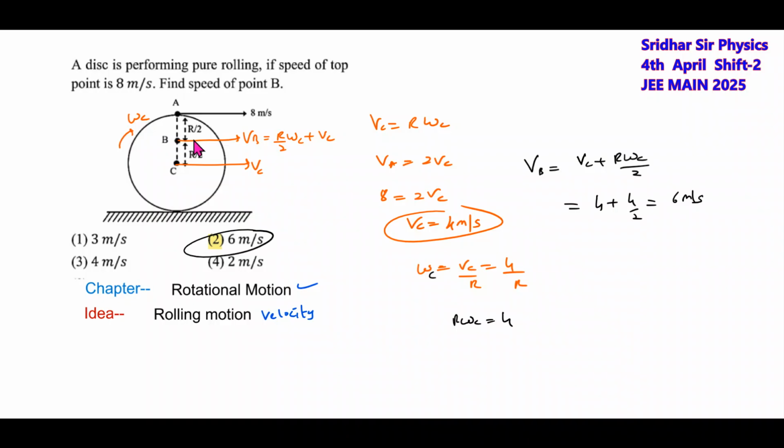A given point will have both. This is due to translational motion, and this is due to rotational motion. Pure rolling.